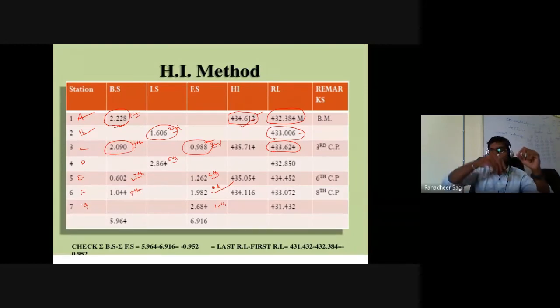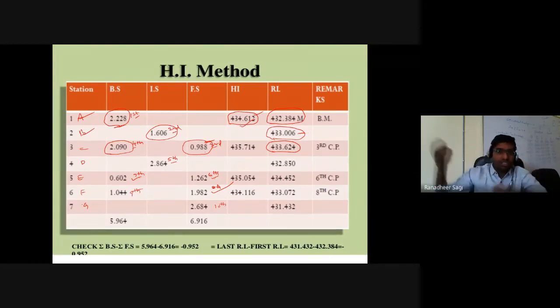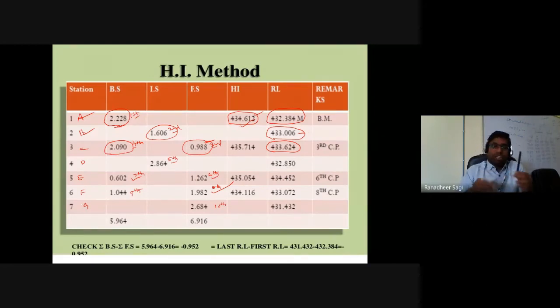They are the points where your leveling staffs are placed, where you wanted to calculate your RL values. So wherever you wanted to calculate your RL values, there you have placed your leveling staff and taken the staff readings with regard to that particular point. Okay, so whenever you have your foresight data as well as the backsight data represented with respect to a particular point, it indicates that with respect to that particular point, the instrument is getting shifted.